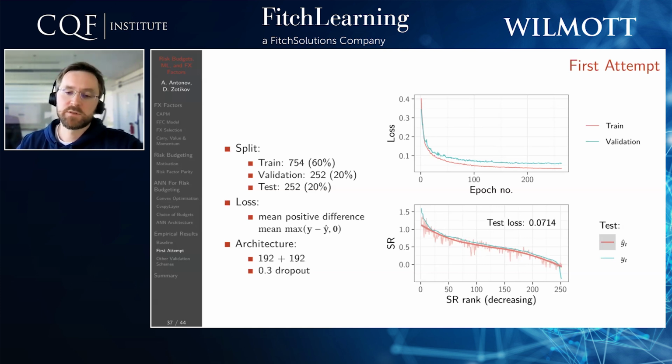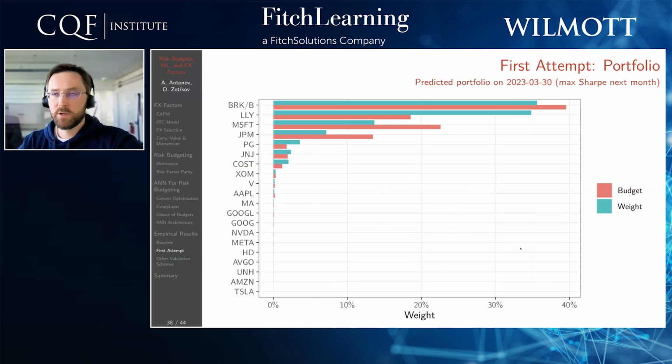This plot shows Sharpe ratios sorted in decreasing order. Again, the green line is the ideal Sharpe ratio. The red line shows the Sharpe ratios that our model predicts, and the two are relatively close together. The network outputs something meaningful. And I'm showing you here the portfolio composition that delivers max Sharpe ratio for the next month, starting from 30th of March 2023. You can see the weights of the different components and the corresponding budgets.